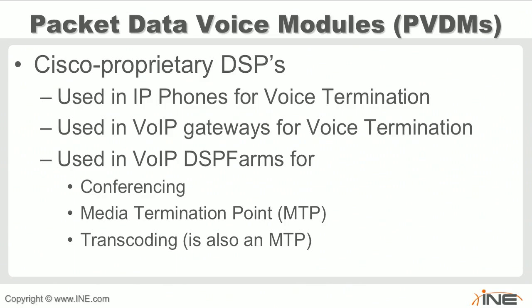I also have something called a media termination point and something called a transcoder. And we'll talk a lot more about these later. A transcoder is an MTP. This is used for taking one codec and transforming it into another. We also have the ability to transrate and transsize. So I can take a G711 codec on the sending side, and on the receiving side, maybe they have the iLBC codec. Okay, I can go in between those two with a PVDM.